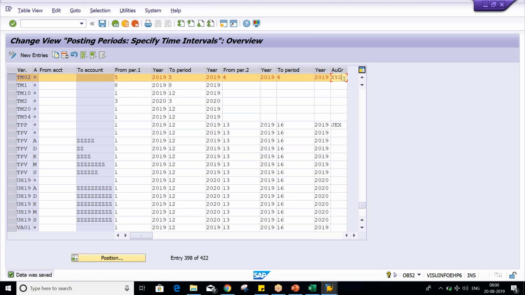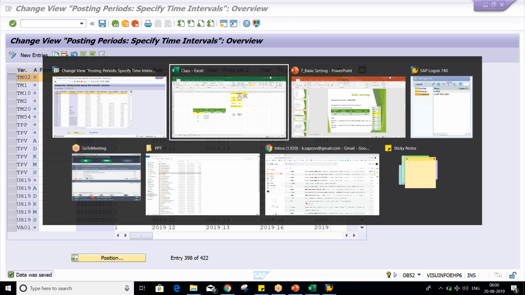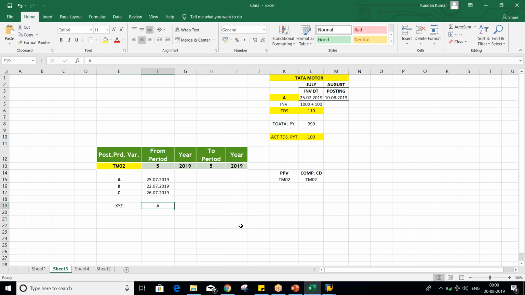Let's suppose any code, a 4-digit, 3-digit, or 2-digit code, can be used. So this authorization group is XYZ, and against this authorization group, let's suppose this user ID is mapped. So here the user ID is mapped against this one. Now, what is happening?